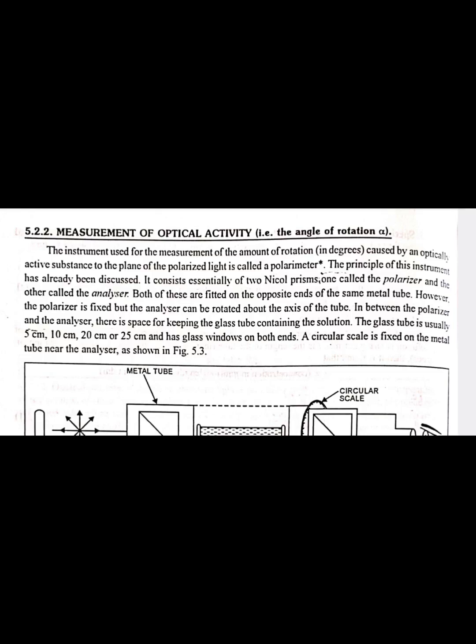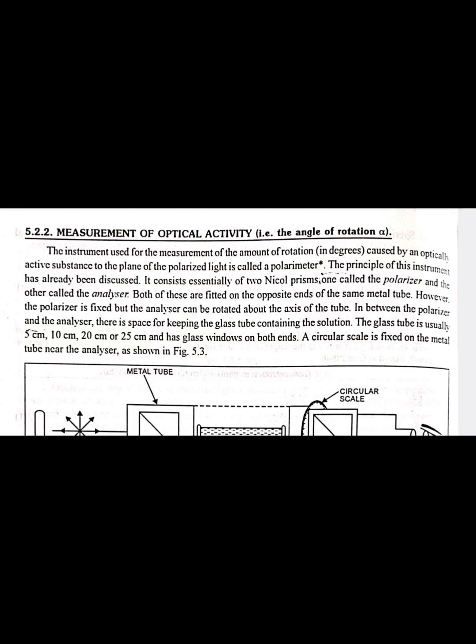Measurement of optical activity, that is the angle of rotation alpha. The instrument used for the measurement of the amount of rotation caused by an optically active substance to the plane of the polarized light is called a polarimeter. The principle of this instrument has already been discussed.